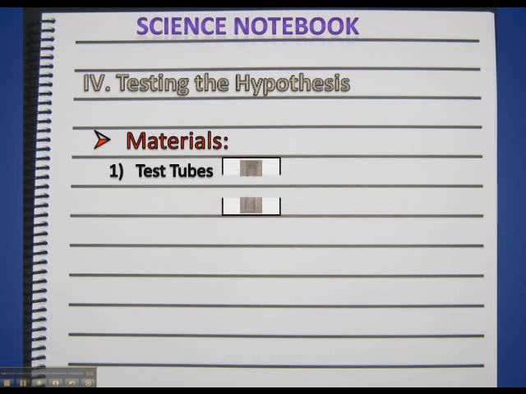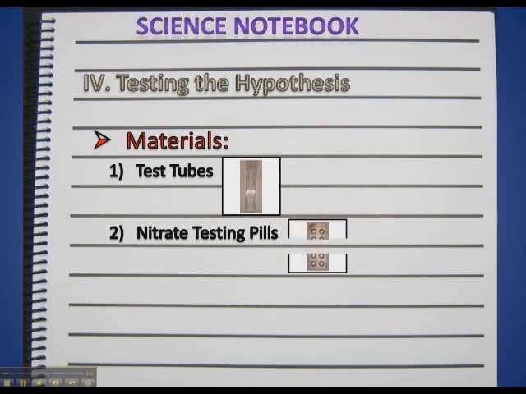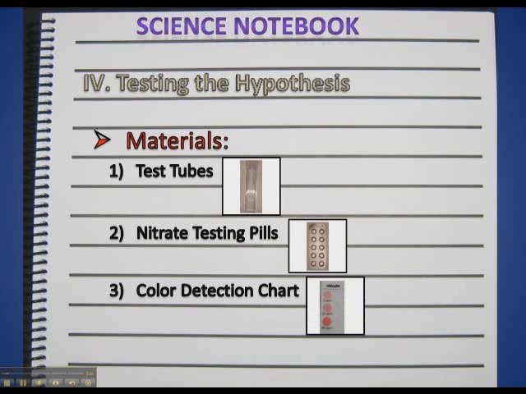test tubes. We're going to need a second thing, which are the nitrate testing pills. Thirdly, we're going to need a color detection chart so we can actually figure out which has a high concentration or low concentration by looking at the colors. And lastly, we're going to need our notebook so we can record all of our data in.